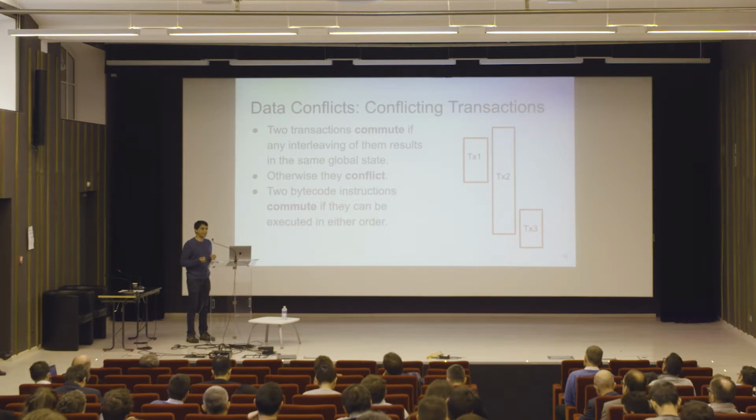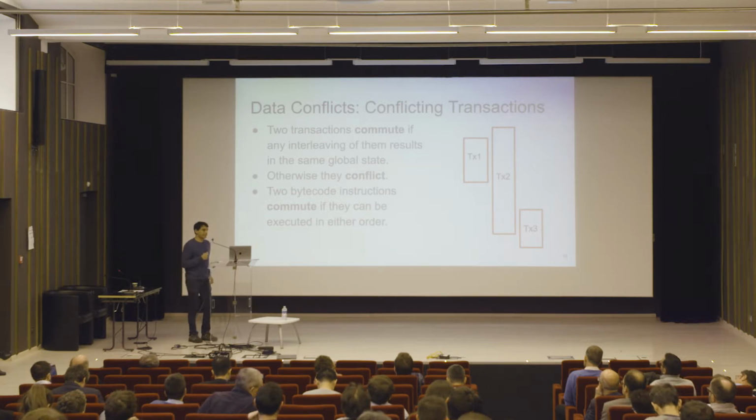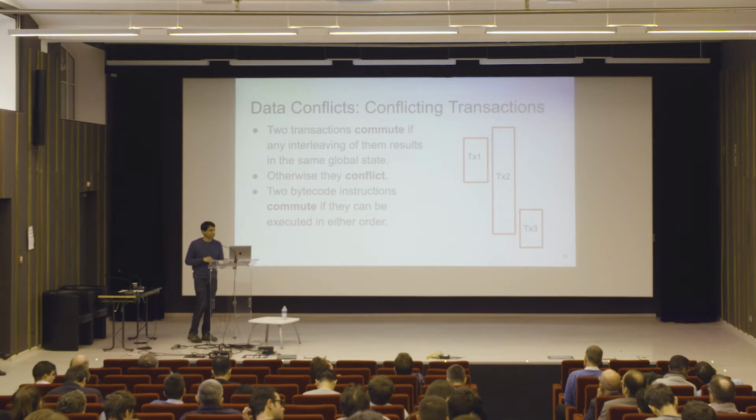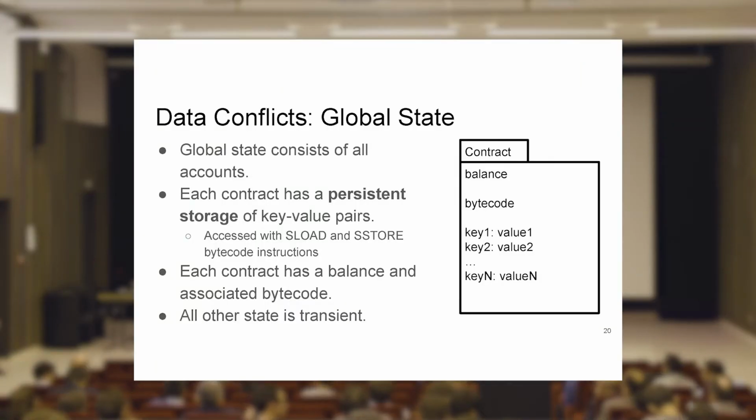If that's not the case, then they conflict because it's possible to get two different states. And then at a more granular level, we say that two bytecode instructions commute if they can be executed in either order and you get the same result. So what exactly do we mean by global state of the Ethereum blockchain?